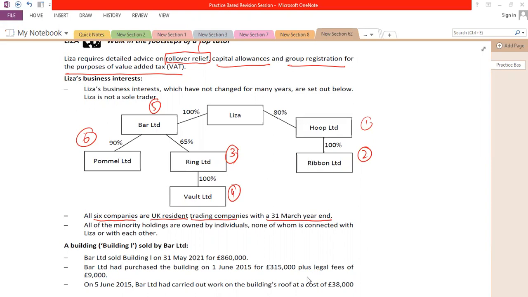So the first difference is that a chargeable gain group consists of a principal company and a direct subsidiary having 75% shares, and effective interest in other companies, that is 50% shares at least. Okay.